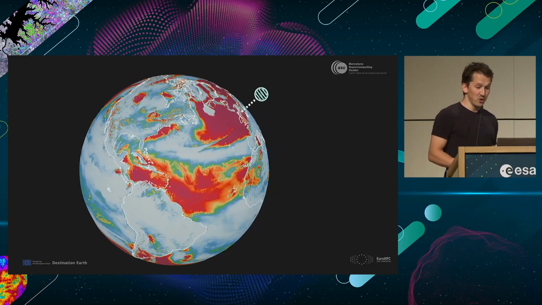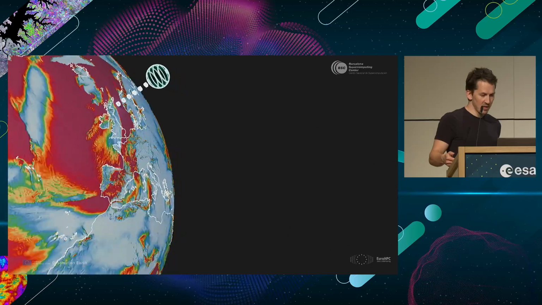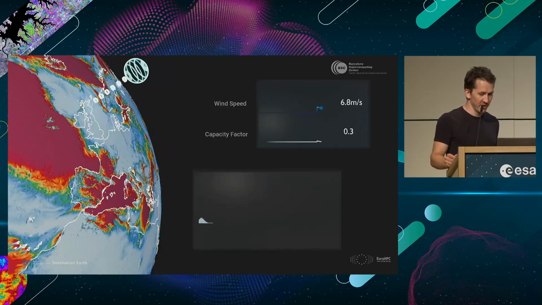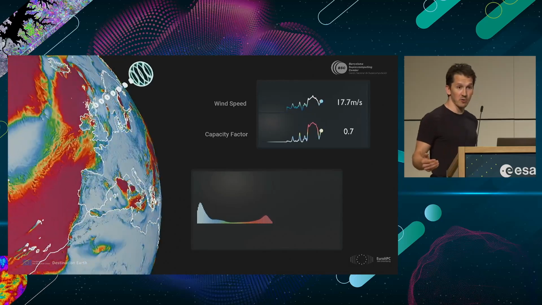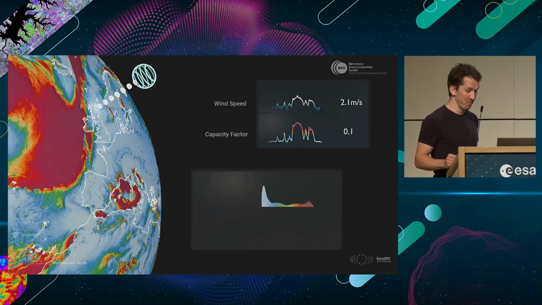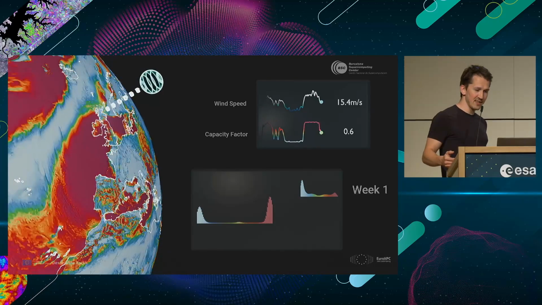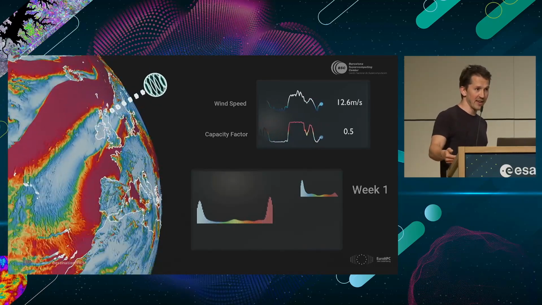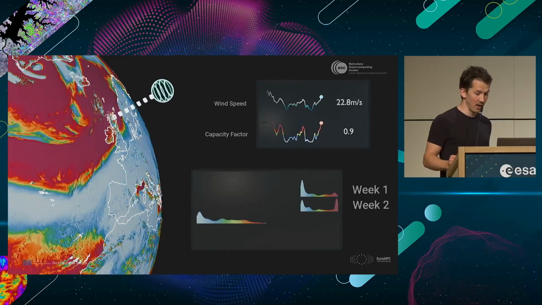We can then make use of the high spatial resolution and zoom into one specific location, here a location in the north of Scotland, and we can see how the wind speed evolves, but also how the wind energy produced evolves in time. And we can look at how that changes from week to week, from season to season, and making use of the multi-decadal projections, also how this changes in the decades to come.